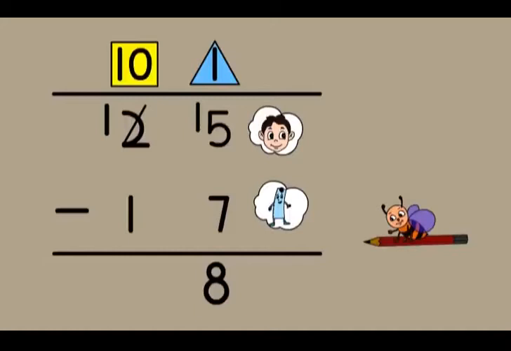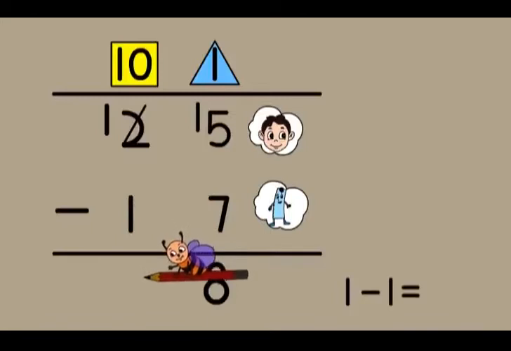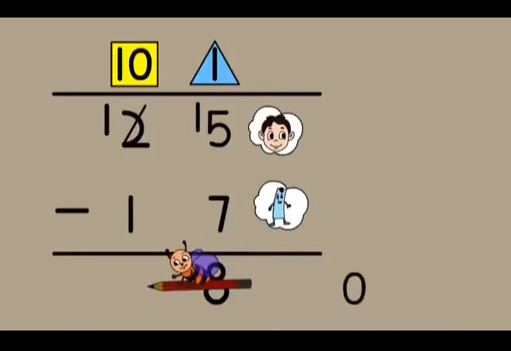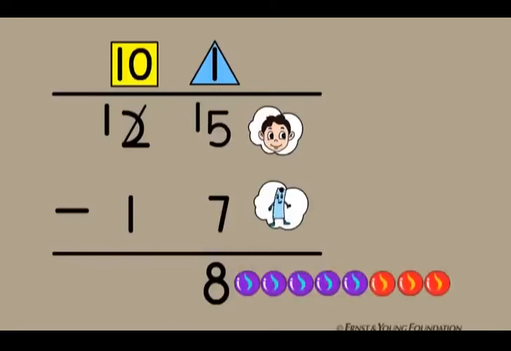Now, can you do this? Yes, I can. But it is 1 minus 1. Oh, what is 1 minus 1? It is easy, Buzz. 1 minus 1 is equal to 0. So, it is just 8. So Chinu has 8 marbles more than Futta.